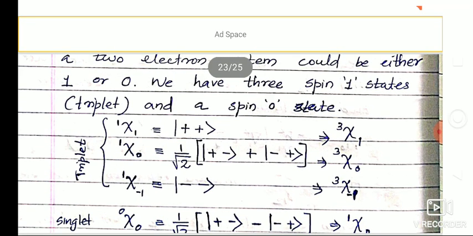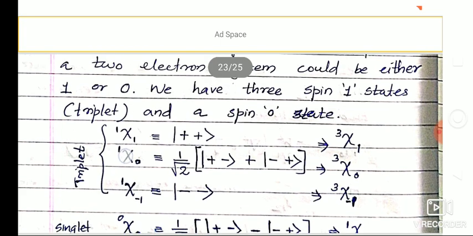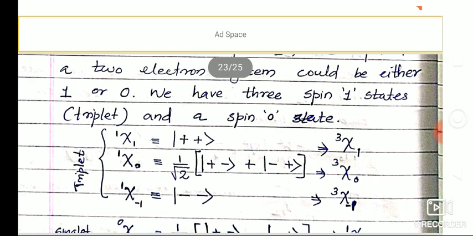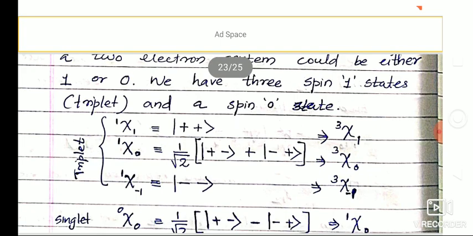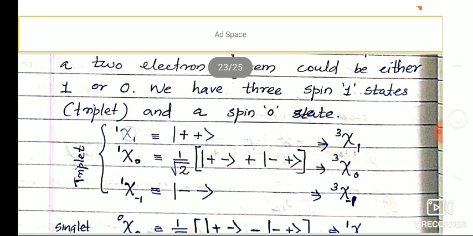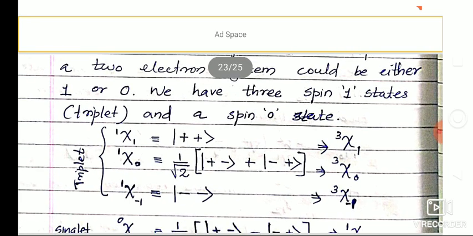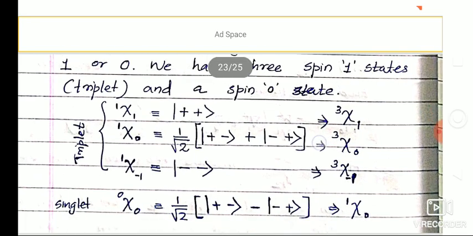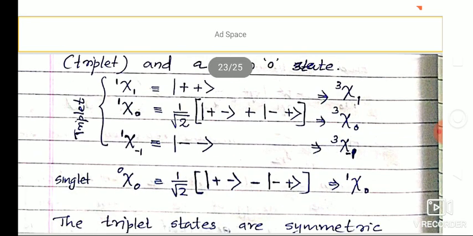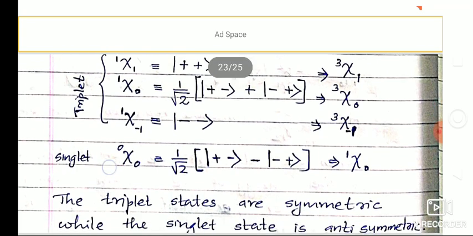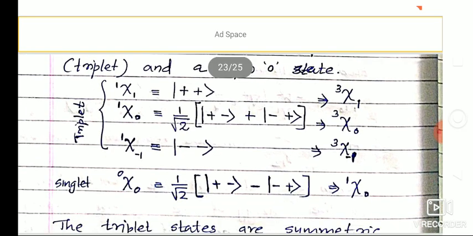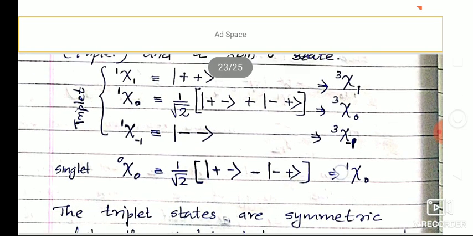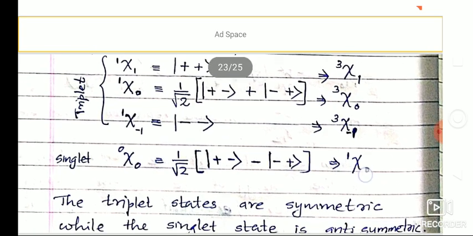We represent these states by their m value, and we just put a 3 to represent that they are from the triplet. This first state with m equal to 1 is represented as chi 1 3, this one as chi 0 3, and this one as chi minus 1 3. For the singlet state we have 1 by root 2 (plus minus minus minus plus). Since it is singlet, we represent it by 1, so it is chi 1 0.